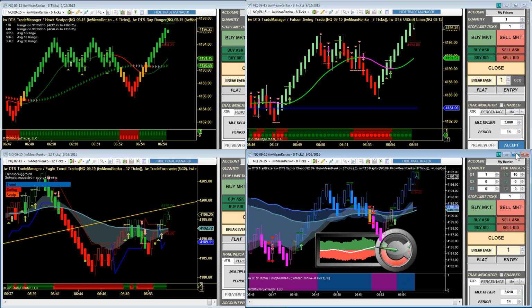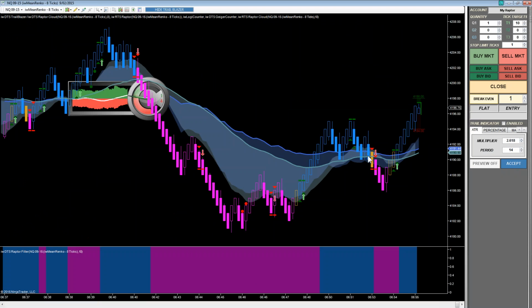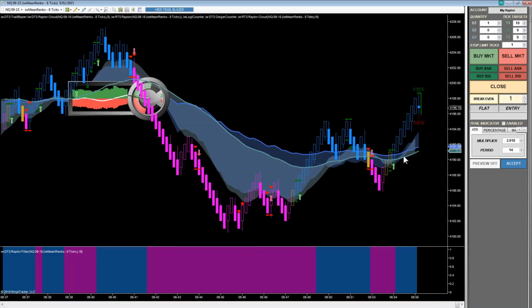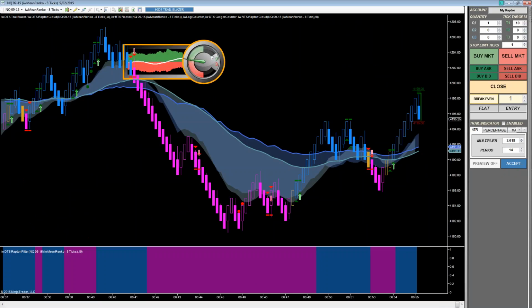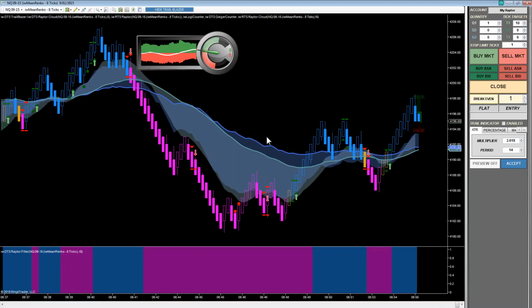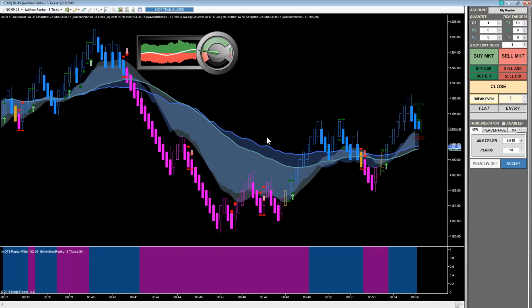The Raptor is a little mixed at the moment. We'll see if it comes back into this cloud crossover right here. That should give us some support, and it may even come out of there with a buy signal.